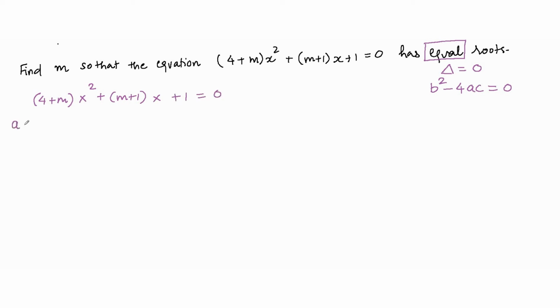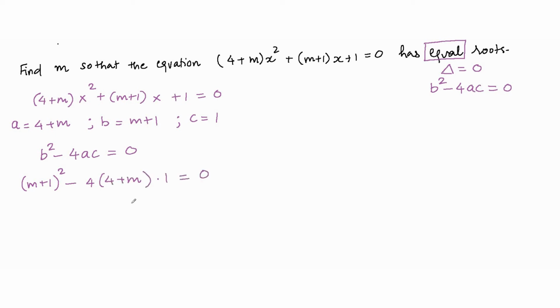Comparing this with the standard form, we get a is 4 plus m, b is m plus 1, and the value of c is 1. That's the constant, so c is also 1. And we want the discriminant to be equal to 0. So b square minus 4ac should be equal to 0. Now b is m plus 1. So (m plus 1) the whole square minus 4 into (4 plus m) times 1 should be equal to 0.